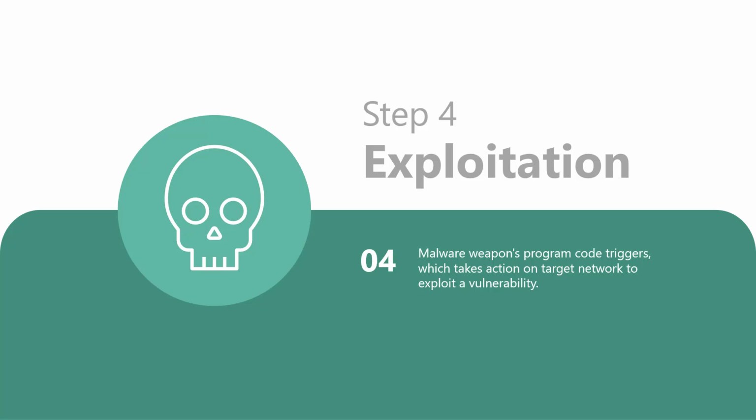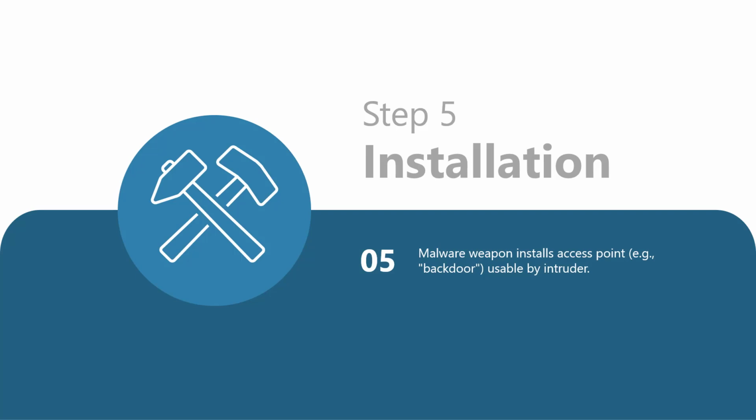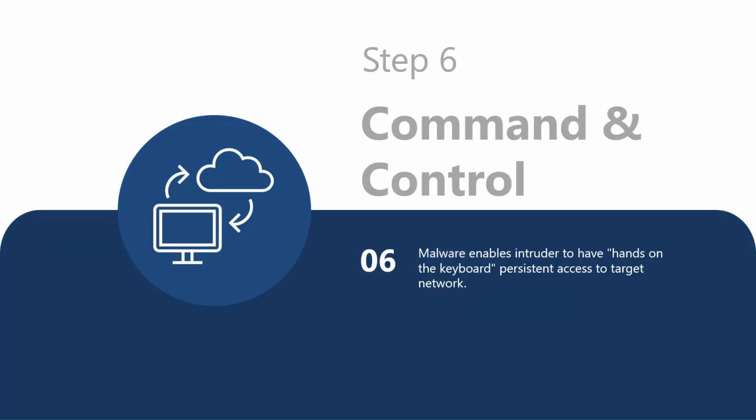So the malware weapon's program code triggers, which takes action on the target network to exploit a certain vulnerability. That could be an unpatched vulnerability or even a zero-day vulnerability. Once that is done, the malware would install access points. It will create backdoors, and that will be usable by the intruder. Mostly, the next step is the command and control.